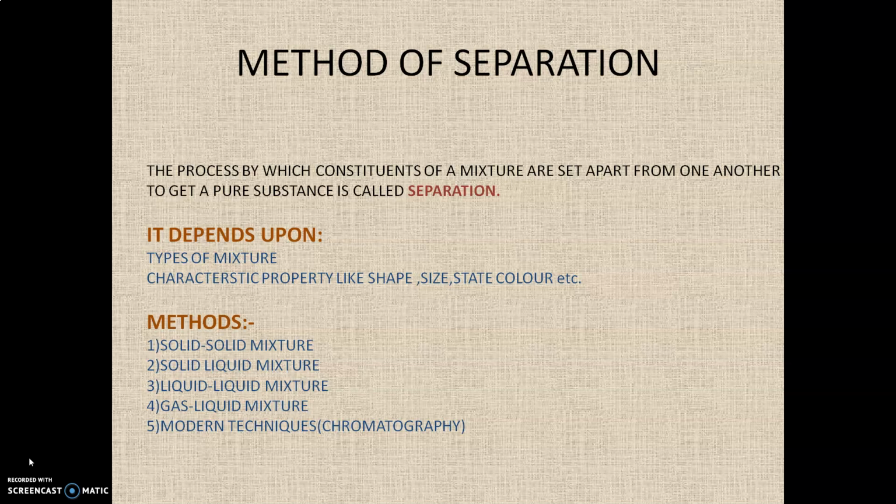Now, on what factor do you separate the mixtures? It depends on which type of mixture it is, whether it is solid-liquid mixture, liquid mixture, gas-liquid mixture, or any other. The method depends upon the type of mixture. Then characteristic properties like shape, size, state, and color are the factors on which separation depends. Now, in your book, in your syllabus, we need to study the methods of separation.